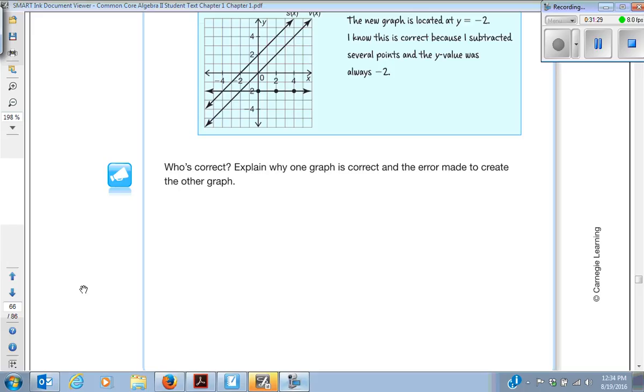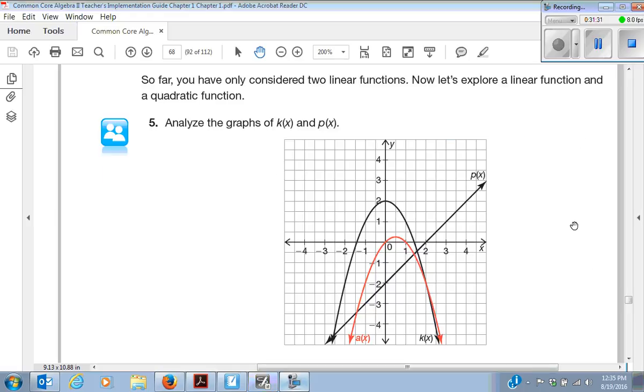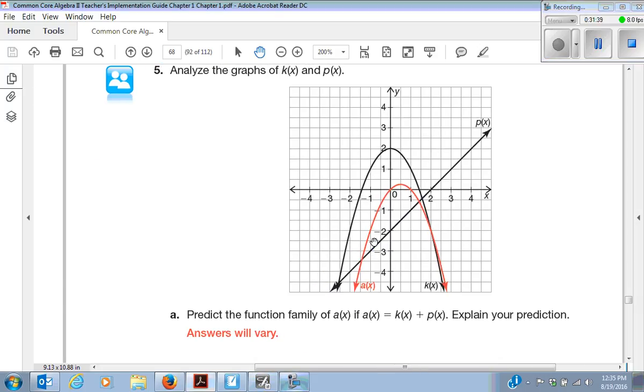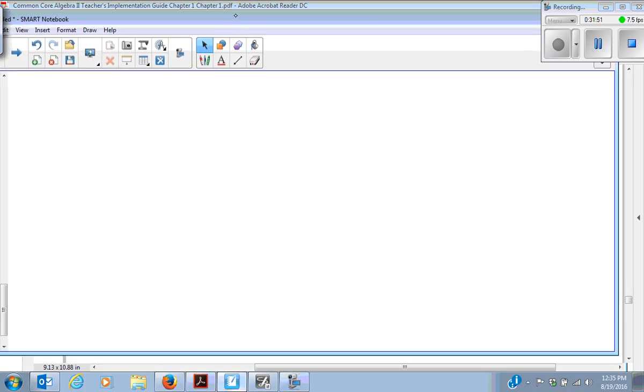This book always has the try to figure out what's wrong. Notice this one right here. You have a line, and you're adding a parabola. Well, let's look at this. Let's just make something up, because it's easier to understand. Let's make something up like this.